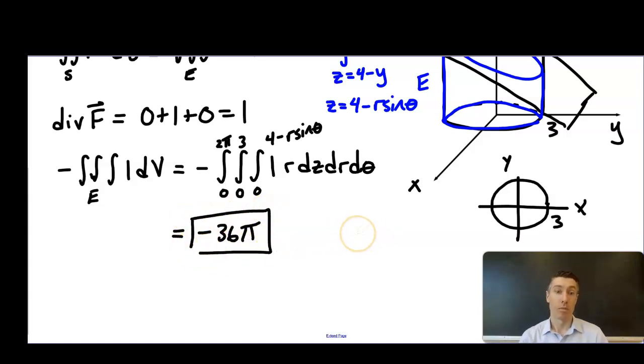So this example brought a few new pieces in. First, inward orientation, so we had to negate our triple integral. Second, they did not tell us to use the divergence theorem, so we had to talk about why it would make sense to use the divergence theorem in an example like this.